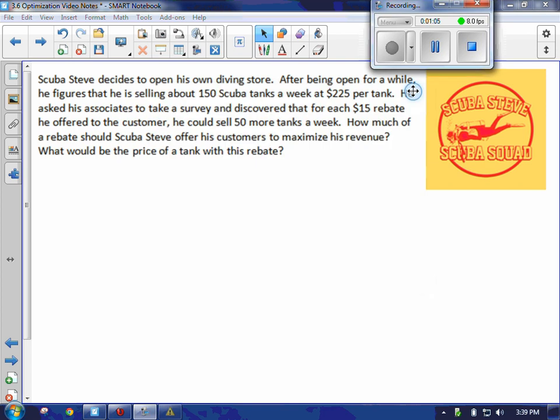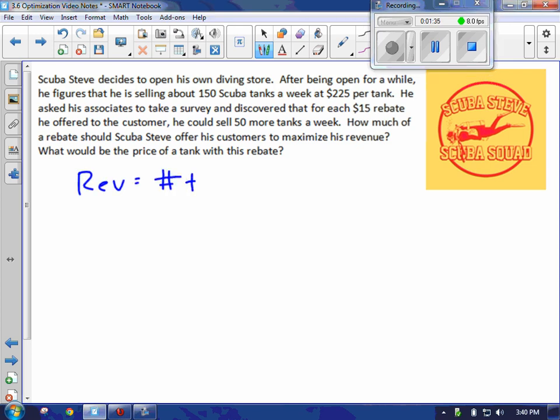So the first thing that we want to do is come up with an equation that gives us his revenue. So he's selling tanks at a certain price. So his revenue is going to be the number of tanks times the price. Now, we're not just going to multiply 150 scuba tanks times 225. That just tells us what he's making per week right now. So we're talking about some kind of change. So his revenue is going to be the number of tanks times the price per tank.